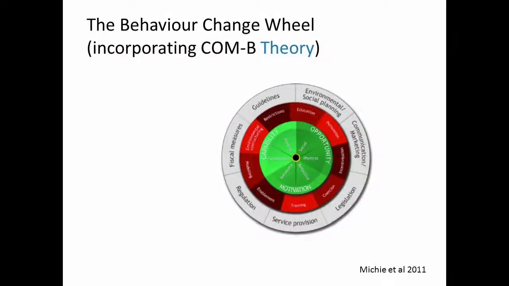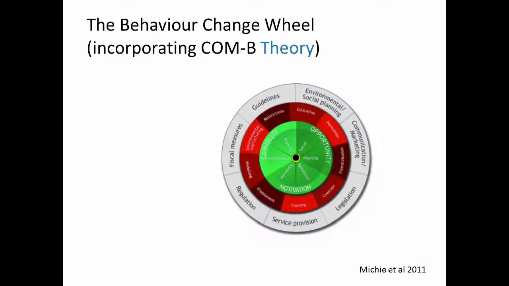Now I'll just give you a few examples. The first example I'm going to give you is the Behaviour Change Wheel, which is by Susan Michie and colleagues, and it incorporates the COM-B theory. In this behavior system, capability, opportunity, and motivation interact to generate behavior that in turn influences these components. So you can see on that wheel, the green part are the sources of behavior: capability, opportunity, and motivation. The red part are the intervention functions, and the grey part are sort of policy categories.